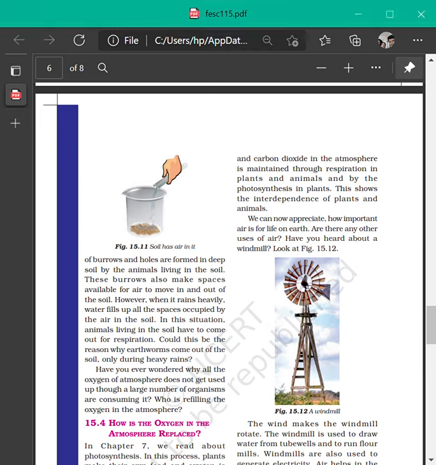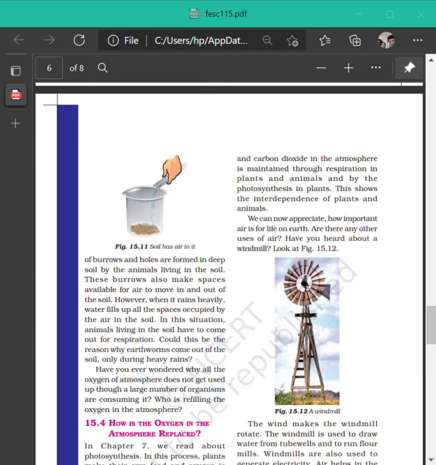So, actually, who is refilling this oxygen in the air? Who is refilling the oxygen in the atmosphere? Plants. How are they refilling? By taking the carbon dioxide that we exhale and then transforming it into oxygen and giving out oxygen.